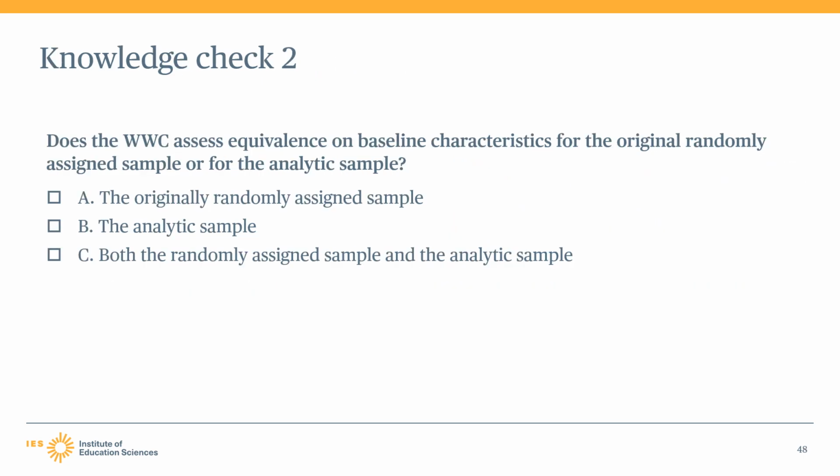Knowledge check 2. Does the WWC assess equivalence on baseline characteristics for the original randomly assigned sample or for the analytic sample used to estimate impact estimates? Your response options are A. The originally randomly assigned sample, B. The analytic sample, or C. Both the randomly assigned sample and the analytic sample. You may want to pause the video to think about your answer.